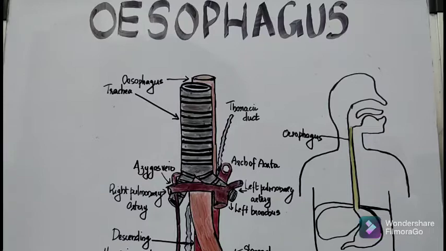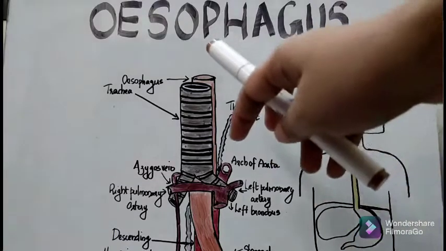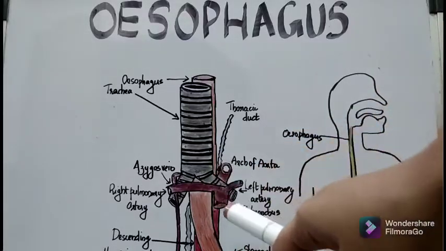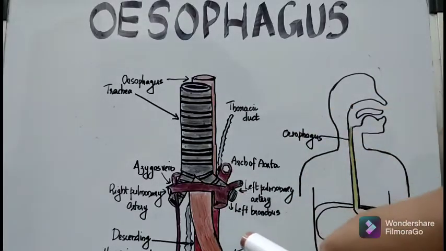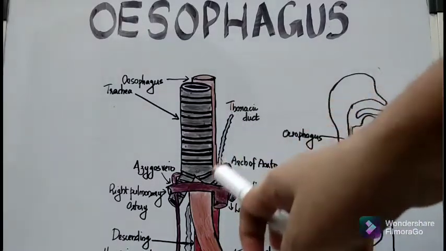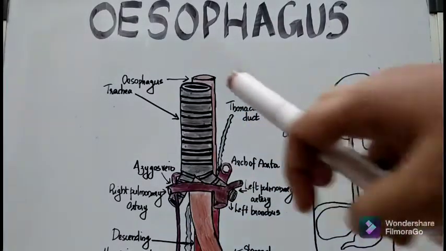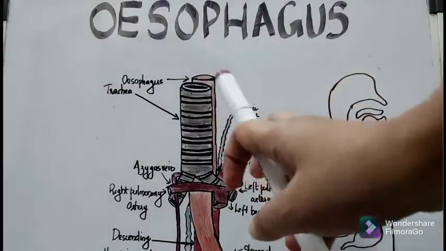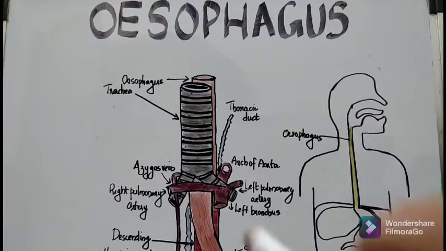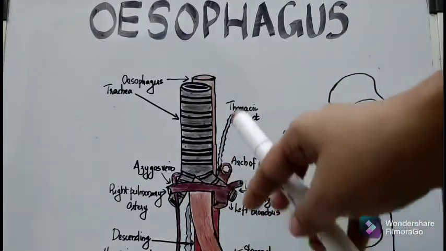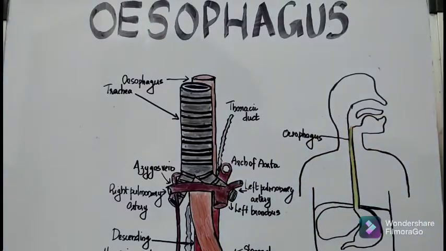Next is the left. To the left, there is the aortic arch, that is the arch of aorta, the left subclavian artery, the thoracic duct and left lung and also the left pleura, the left recurrent laryngeal nerve, the descending thoracic aorta, and the left lung and the mediastinal pleura. So these are the left relations.